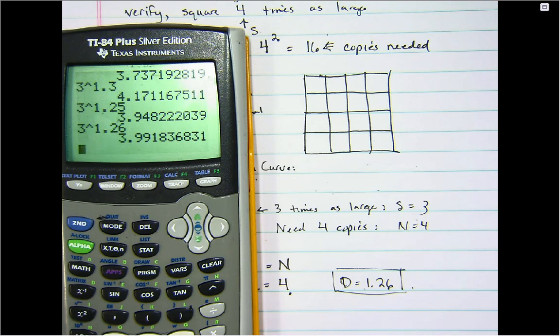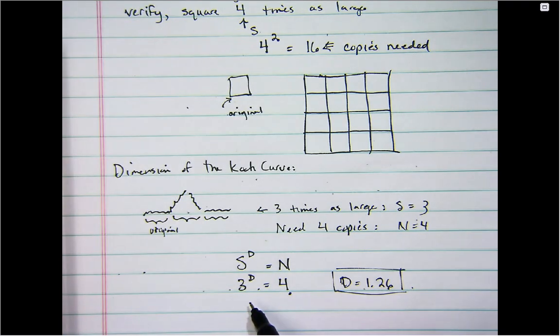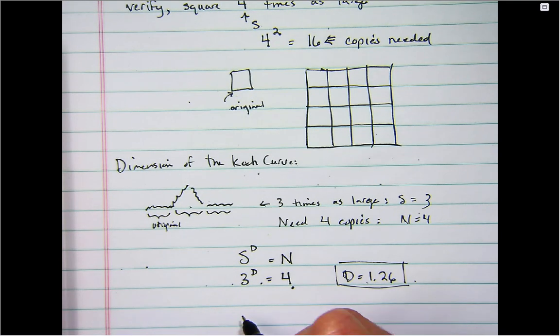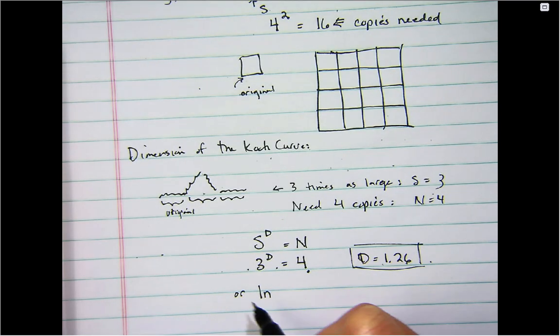Now, you know, mathematicians have ways to find these exact values. There's a little formula here if you like to use it. So we'll say, or. Where did I put that formula?